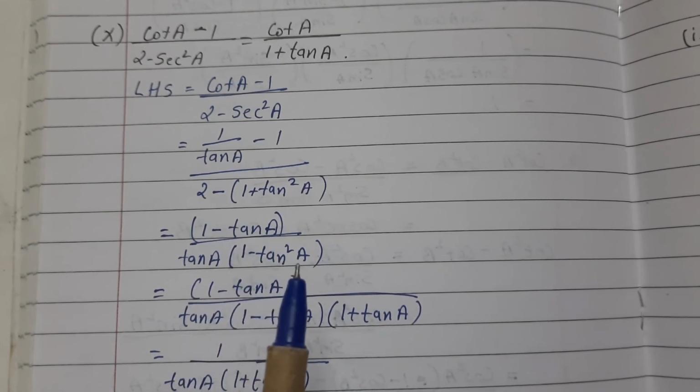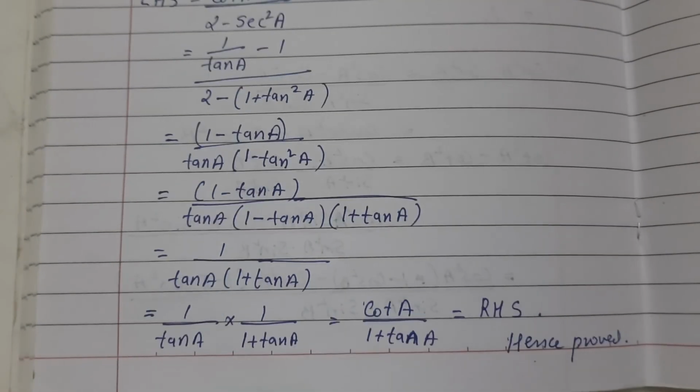1 minus tan square A is 1 minus tan A into 1 plus tan A. Numerator is 1 minus tan A upon tan A. 1 minus tan A cancel each other, equal to 1 upon tan A into 1 plus tan A. 1 upon tan A into 1 upon 1 plus tan A. 1 upon tan A is cot A, upon 1 plus tan A, equal to right hand side. Hence proved.